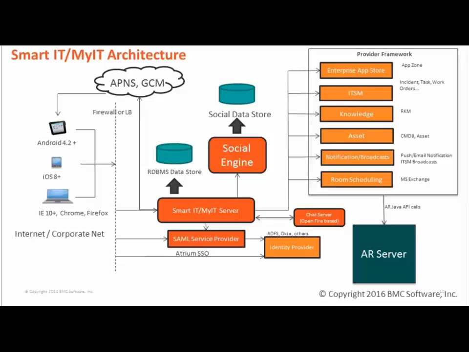Now the important part of it is the social engine. Okay, this social engine is written in Node.js for us, so this is responsible for all the activity, CRUD operations, all the social activities, and also searching, which is the important part of it. And where do we store it? We store it in a social data store, which is on MongoDB.